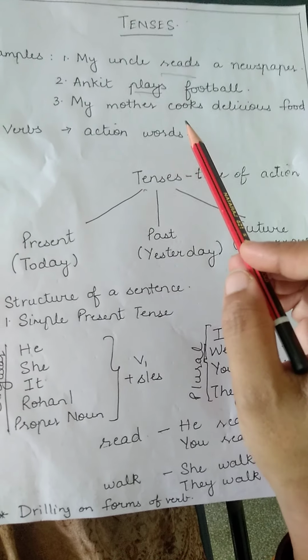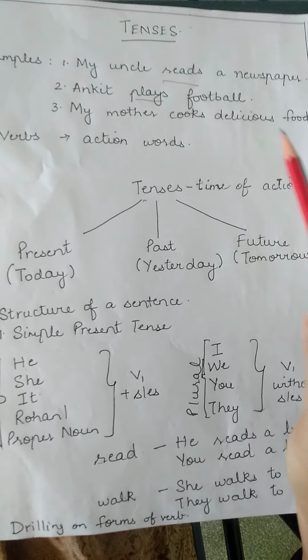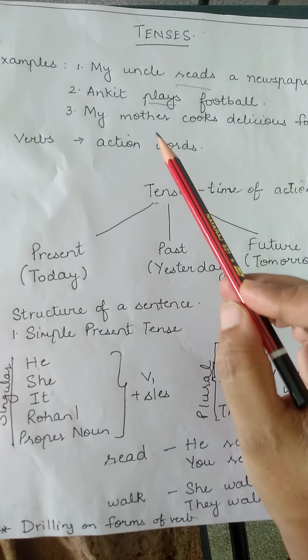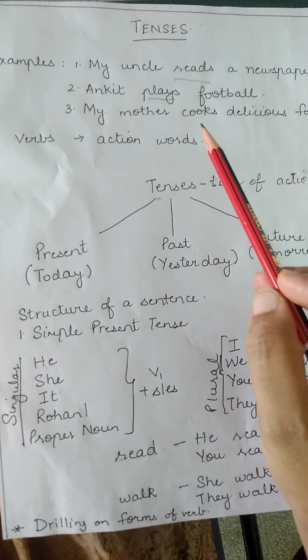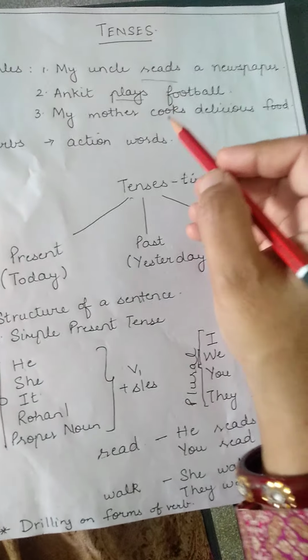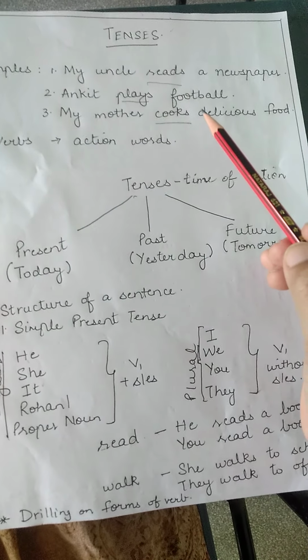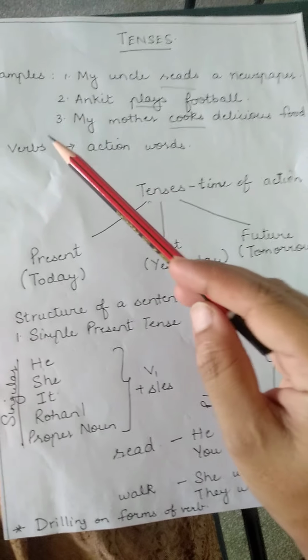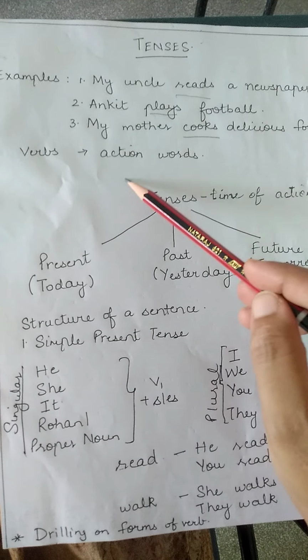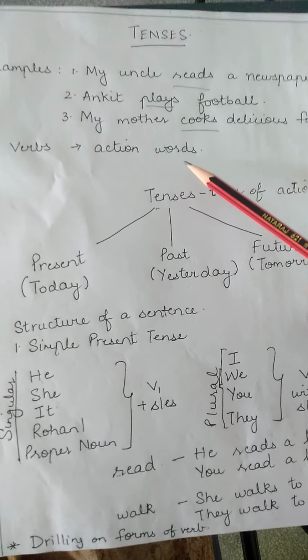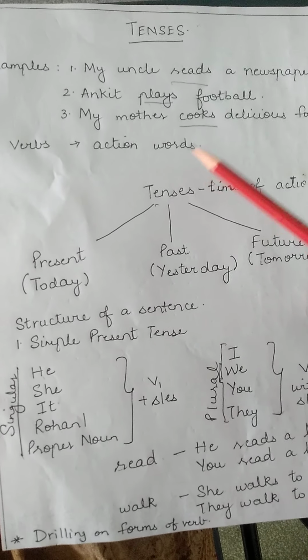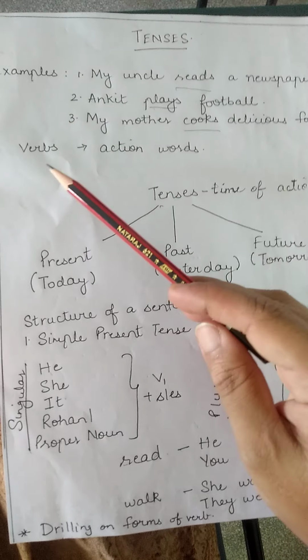Likewise, my mother cooks delicious food. So what action is being performed by the mother? She is cooking. So cooks over here will come out as an action word. So we can say, what are verbs? Verbs are the action words. The words which tell what action is being performed are called verbs.